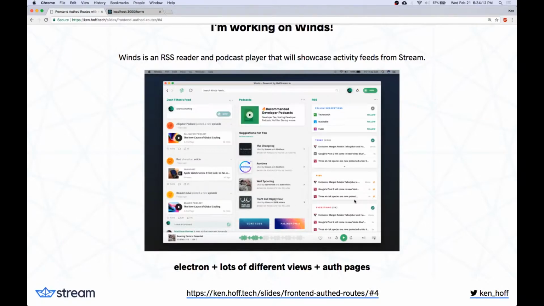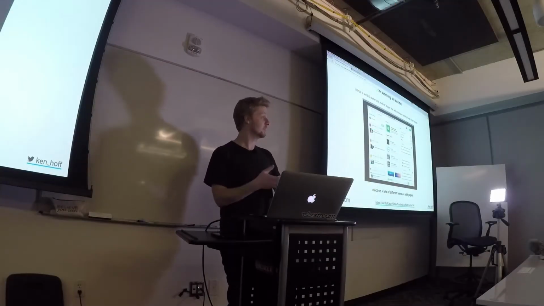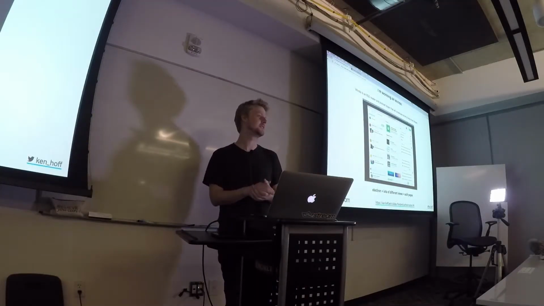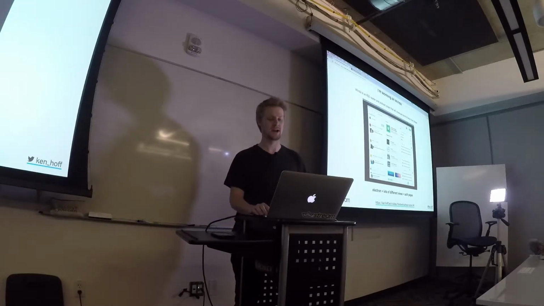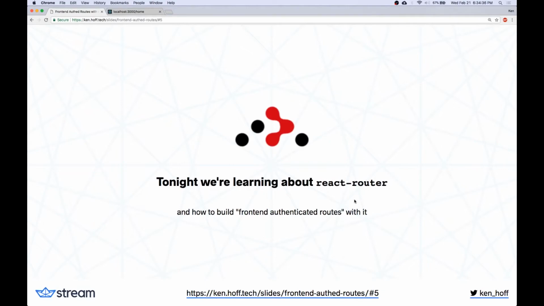It has lots and lots of different views, which means we have a dashboard view, a podcast view, individual podcasts, lists of episodes, profiles, create account views, login views, all sorts of different views going on. We do actually have a bunch of auth pages centered around this: create account, forgot password, reset password, sign in, all that kind of good stuff. So this is definitely applicable to what I'm talking about tonight with React Router. And of course, tonight we are learning about React Router, and how we're going to build front-end authenticated routes with it.